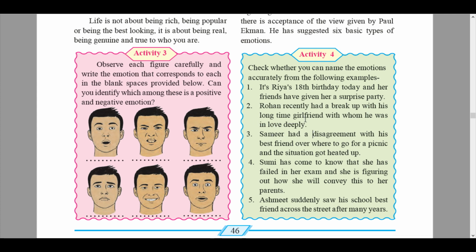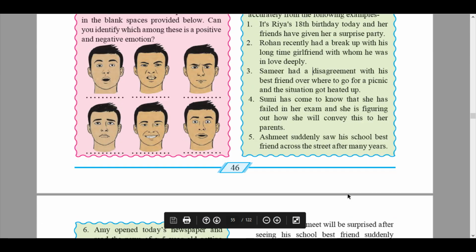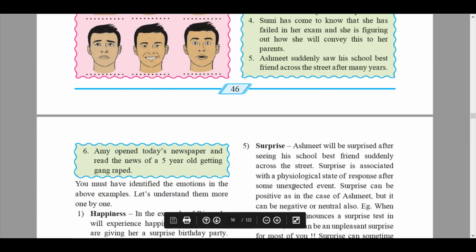Samir had a disagreement with his best friend over where to go for a picnic, and the situation got heated up. Simple argument. Sumi has come to know that she has failed in her exam and she is figuring out how she will convey this to her parents. And Ashmit suddenly saw his school best friend across the street after many years. Amy opened today's newspaper and read the news of a 5-year-old getting gang raped.